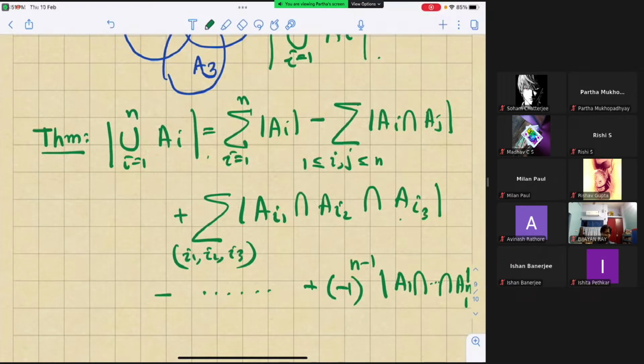Sir, the order in which we take the intersection in these intermediate terms, that should not matter, right? No, that should not matter. There is no order. These are all unordered things. Is it my sequence notation that confused you? It is like a collection. If you are confused, you can put I1 less than I2 less than I3. Several ways you can write it here. Right. So there is no order.